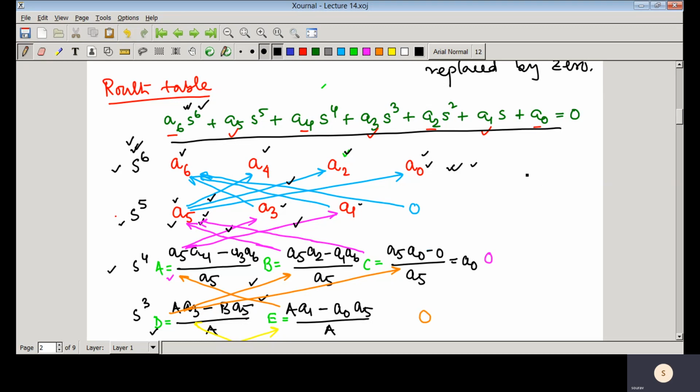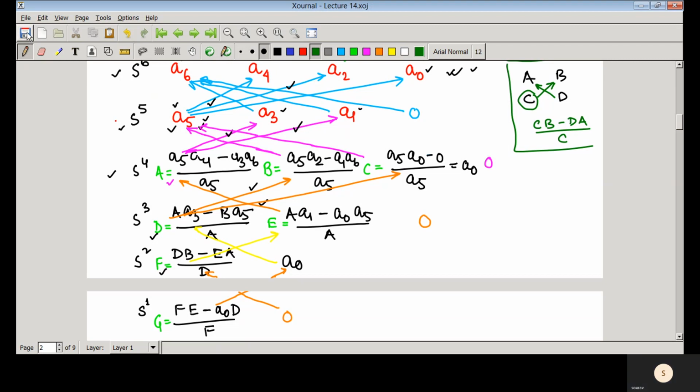So whenever you have, say, a, b, c, d, the multiplication is always like that. This first, that is cb minus dA divided by this c. So this is actually the rule we follow whenever we build up this Routh table.